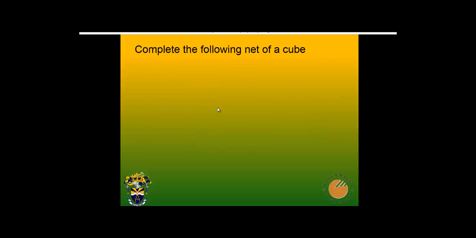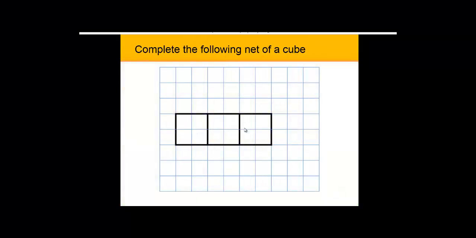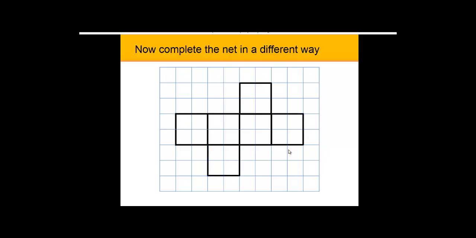Complete the following net of a cube. We have 3 squares so far, so we need 3 more, and they could go in a variety of places. We could put an extra one here, and then put one here, and one here, and if we fold that, that will make a cube. We could complete the net in a different way. We could put one here, and one here.